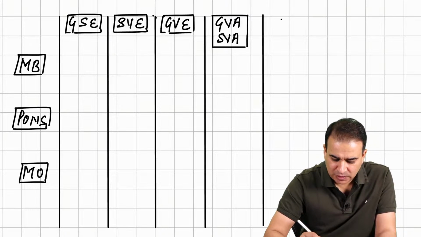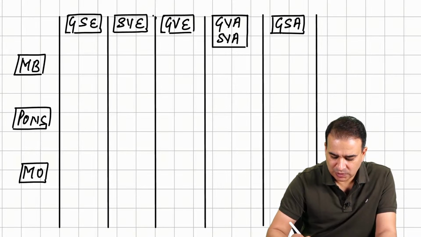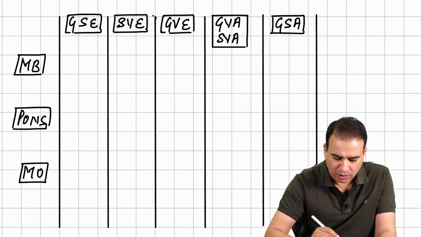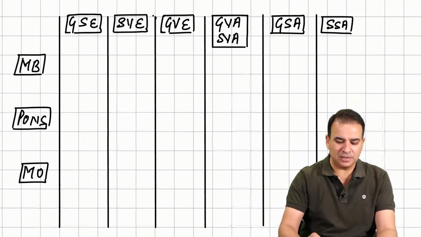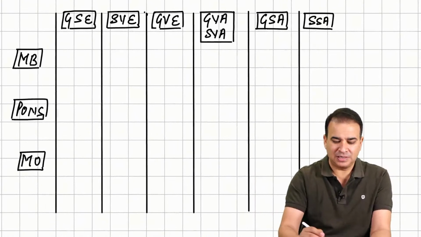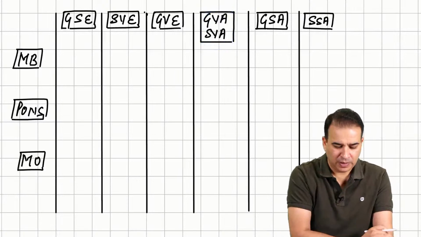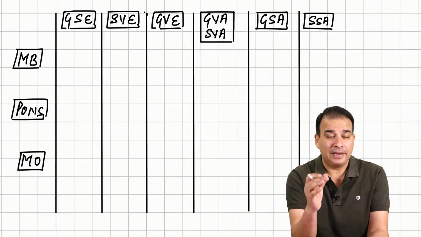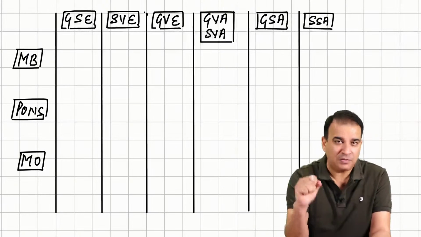Followed by, what is the next one? Then we have a GSA, general somatic afferent. And finally, the last column is the SSA column. Please do check the list by yourself. These are the columns present in the sequence. The only thing is we kept GVA and SVA together, and I'll explain that to you. Now we understood the meaning of the column, but what lies inside that column, we need to now understand.